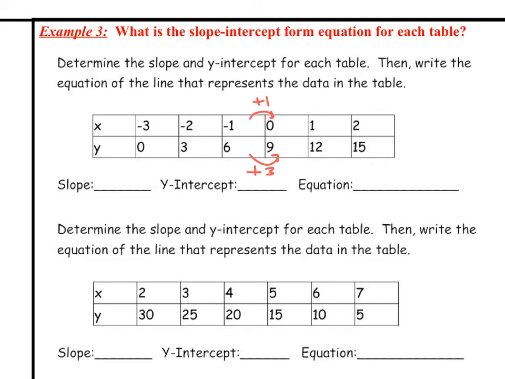And so my slope would be 3 over 1, change in y over change in x, which would simplify to 3. And then the y-intercept is where x is equal to 0 because it crosses the y-axis and x is 0 at the y-axis. So my y-intercept is 9. Look for x equals 0, not y equals 0. So the equation should be 3x plus 9.